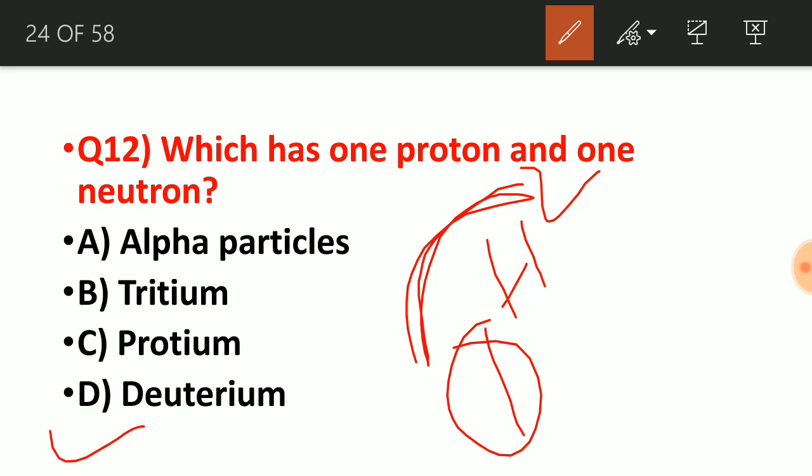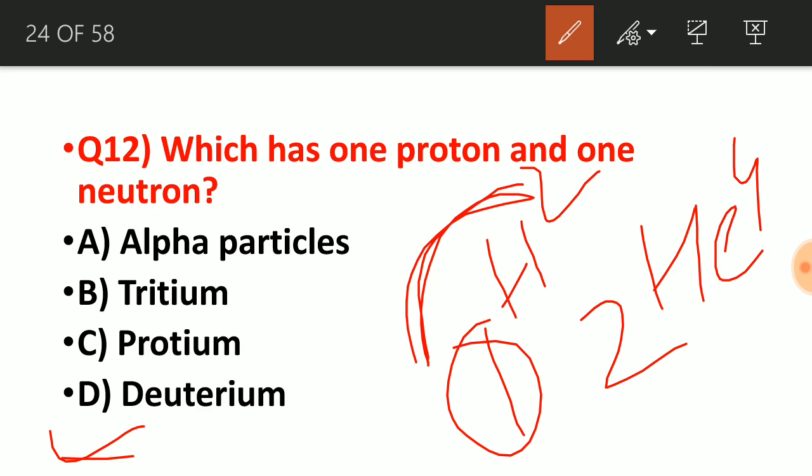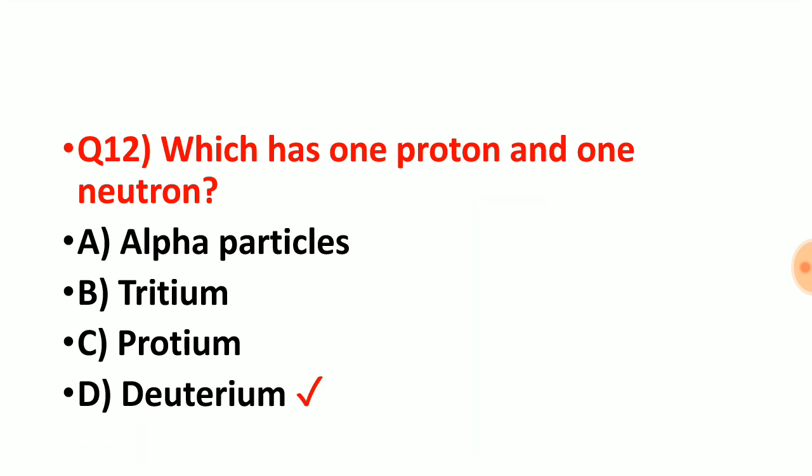Deuterium is option choice D. Option choice D is the correct answer. Alpha particle is a doubly charged He4. It contains 2 protons and 2 neutrons. Tritium is 1H3. It contains 1 proton and 2 neutrons. Because of that option choice D is the correct answer for question number 12.